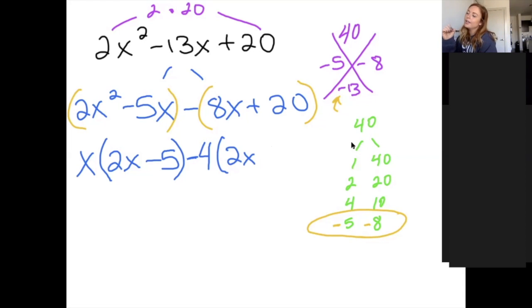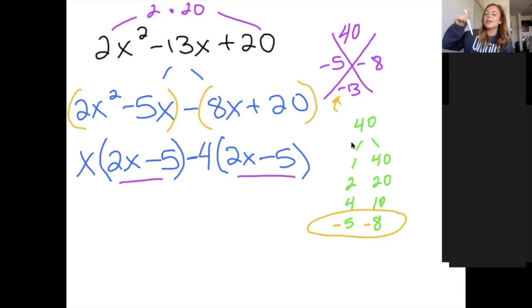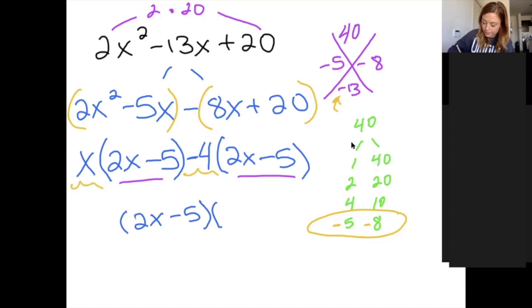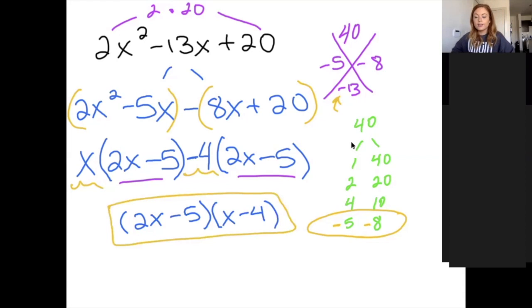Negative 5. Negative times a negative, negative 5 would get me back to positive 20. And is that what I needed? Yep, I have my common binomial. So those of you that either watched the videos last week or tuned into tutoring last week, how many times do I drop that common binomial down? Once. So we rewrite it one time. And then I'm going to open up another parenthesis and bring these two pieces, x minus 4. And that is your factored form. So that is x method.